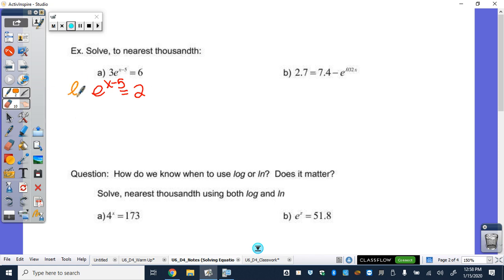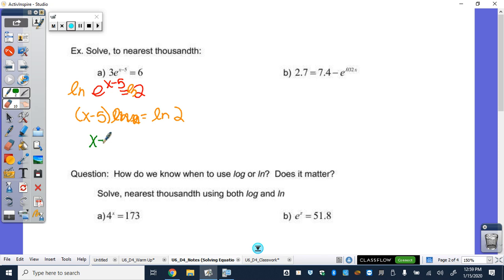So then we're going to take the ln of both sides. So our exponent still comes down in front. So x minus 5 times the ln of e equals ln of 2. But again, what does ln of e simplify to? 1. So I'm going to just go ahead and cross that out because it just simplifies to a 1. So that's going to stay as x minus 5 on that side.